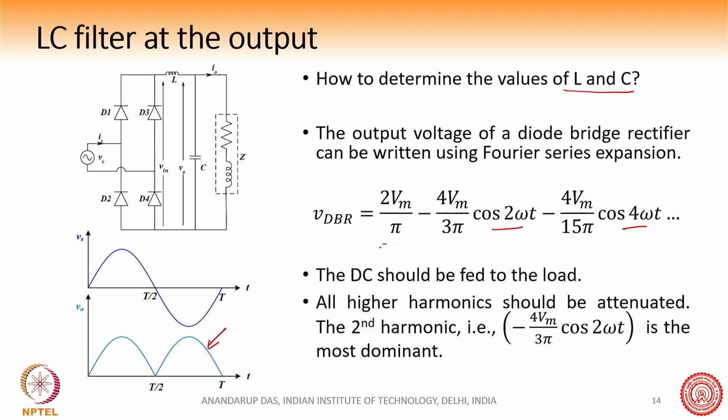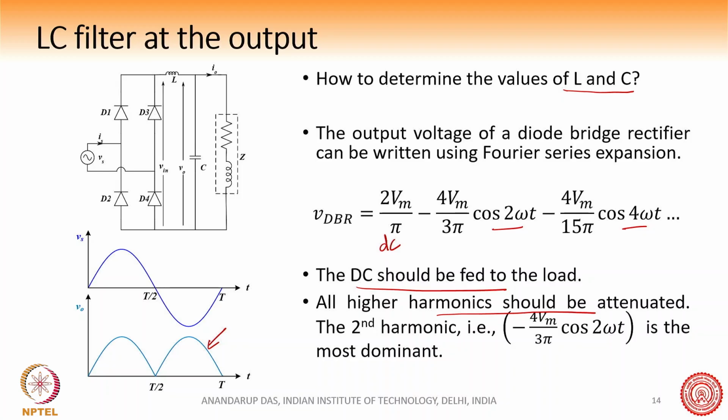Okay, this is the DC component, and there are all these even harmonics coming at the output. Okay, what do we want? We want the DC to be fed to the load and all higher harmonics to be attenuated. Ideally, all these 2 omega, 4 omega, 6 omega harmonics should be completely attenuated.